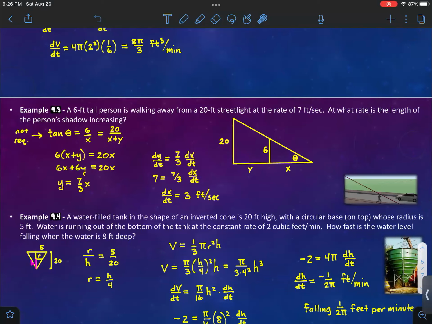Now that I'm done with that, we can plug in given information in the hopes that we can solve for whatever we want. We want to find the rate the shadow is increasing, shadow being x, so dx/dt is the rate of change of x. Luckily for us, this other unknown, dy/dt, precisely lines up with the given information. That's the rate that we're moving away from the street light. So I plug my 7 in over here, simple algebra. There's your answer, and units would be feet per second.